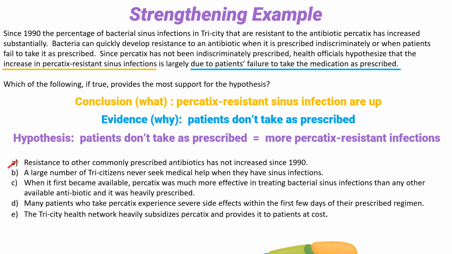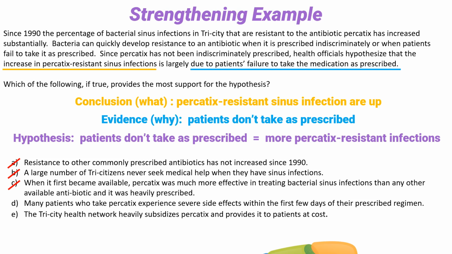Well, A is out. We don't care about other antibiotics. The argument is very specifically about percatix. What about B? Well, B is out too. We're looking for a reason why patients aren't taking percatix as prescribed, and B doesn't offer us one. What about C? Well, C is out. C at least mentions percatix, but it doesn't give us a reason why a patient wouldn't use it as prescribed. What about D?